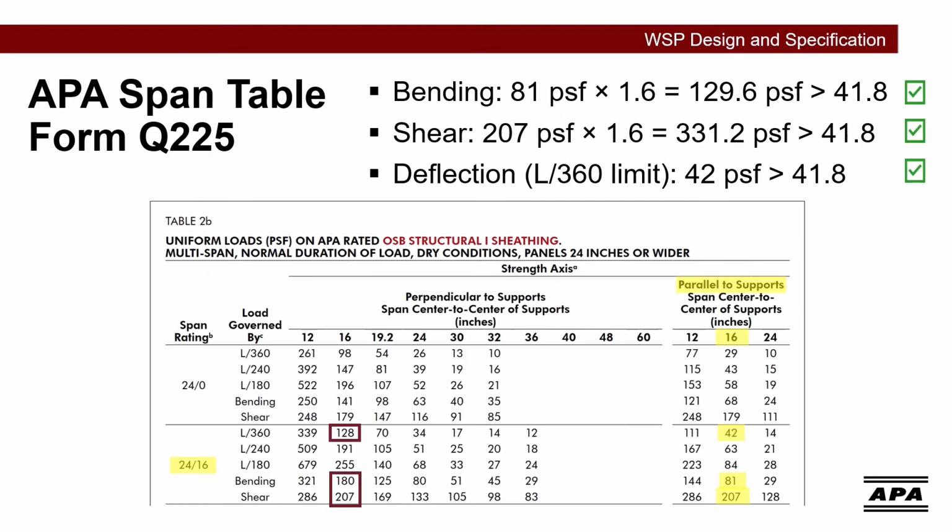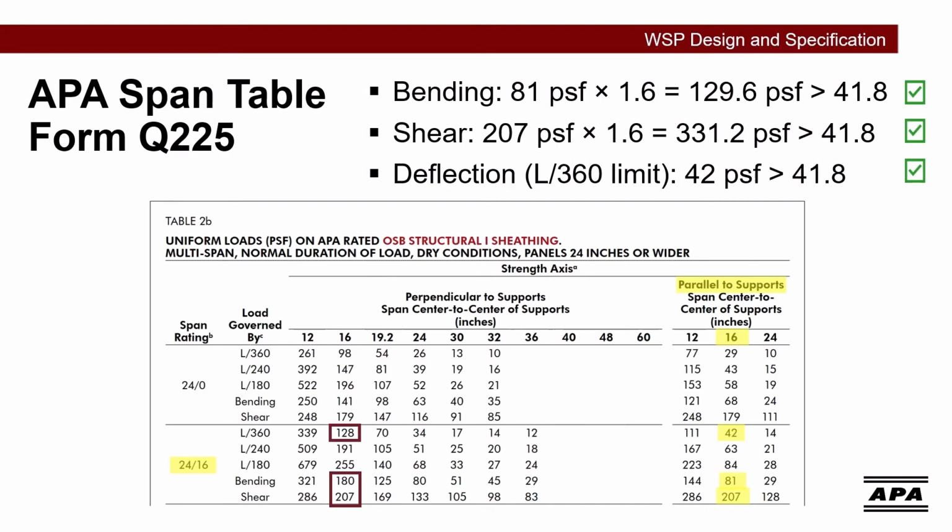We locate Table 2B in APA Form Q225, which tabulates uniform loads on APA-rated OSB Structural 1 sheathing, assuming multi-span and normal duration of load. We'll use the conservative design values for sheathing parallel to supports on the right side of Table 2B. If we are trying to stick with a certain panel type and stud spacing, but the parallel to support capacity wasn't adequate, note that you could consider specifying that the panel strength axis be installed perpendicular to take advantage of the much higher allowable loads, boxed in red.